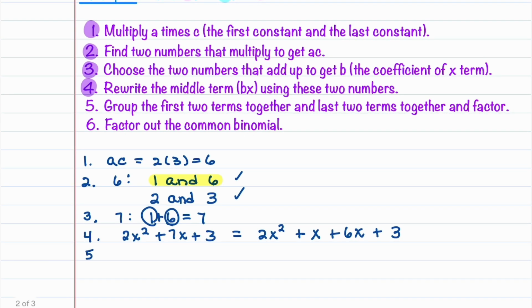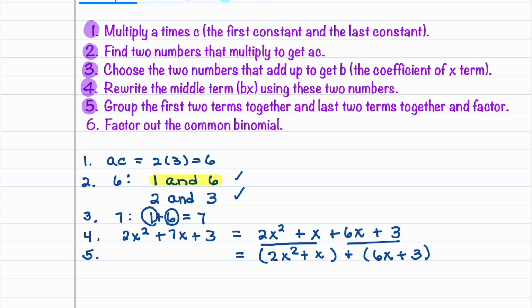Now let's go to our next step. That's step 5. Step 5 says that we're going to group the first two terms together. Let me underline that. That's these two terms. And the last two terms together, and then we're going to factor them. This is equal to 2x squared plus x. I'm going to put parentheses around those because they're grouped together. And then we have a 6x plus 3.